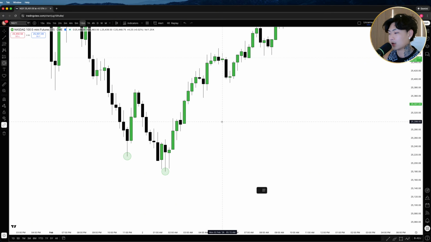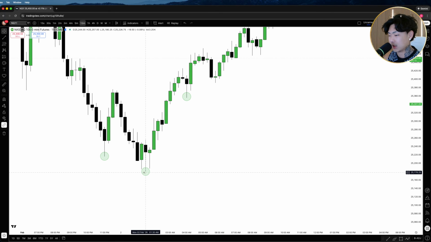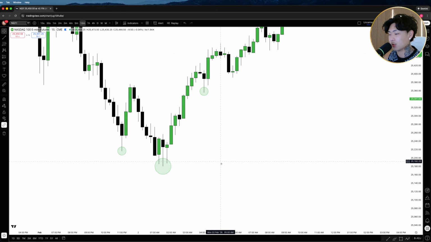Now, do we have a higher swing low to the left? Well, yes, we do. We have one right here. So we have a swing low right here. We have a higher low here, higher low there. So that is an intermediate term swing low right here. So you can see that's the lowest low we made.